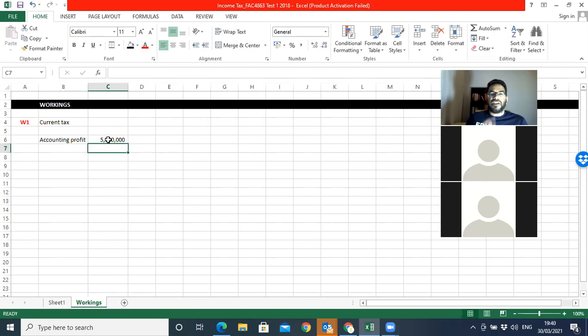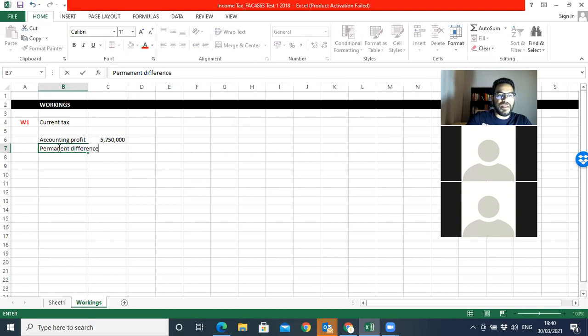Yes. Now we can adjust for the two types of differences. What are the two types of differences? Permanent differences, and temporary differences.